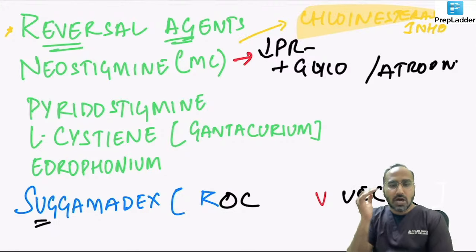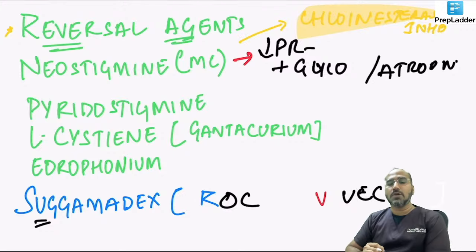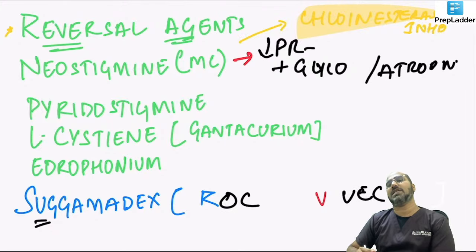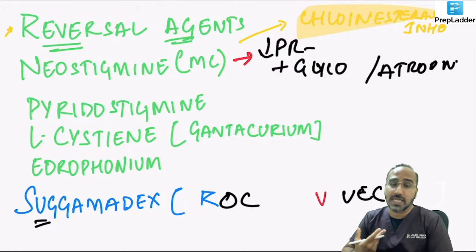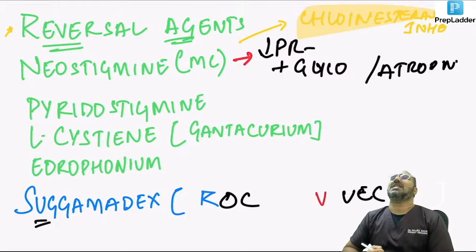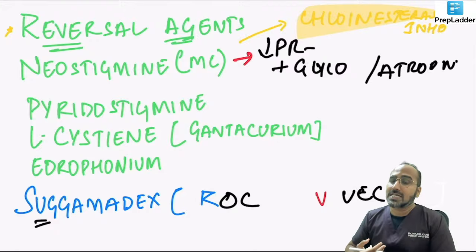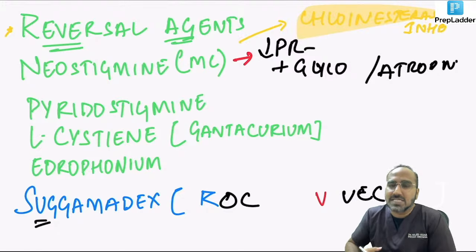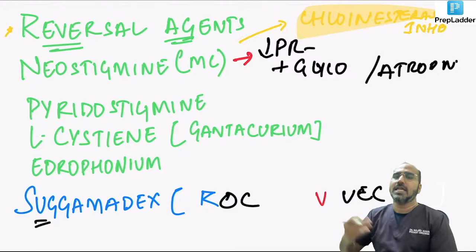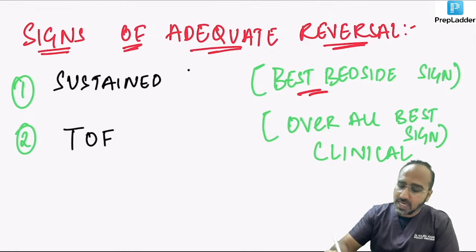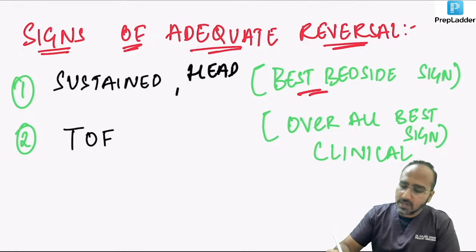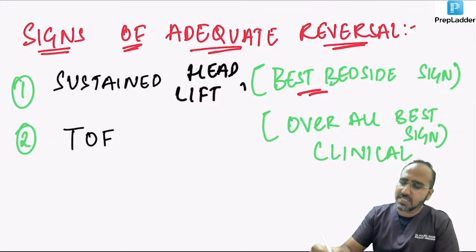Now guys, in normal surgery, when will you come to know that now you have to reverse the patient? Meaning, surgery is done. What is the best sign that detects that the patient can now be reversed? If you ask the patient to lift his head, if he is having a sustained head lift, that means his muscles are now working. He can breathe spontaneously. Now you can extubate the patient. So that is a very good clinical sign. Sustained head lift for more than 5 seconds. That is the best bedside sign.